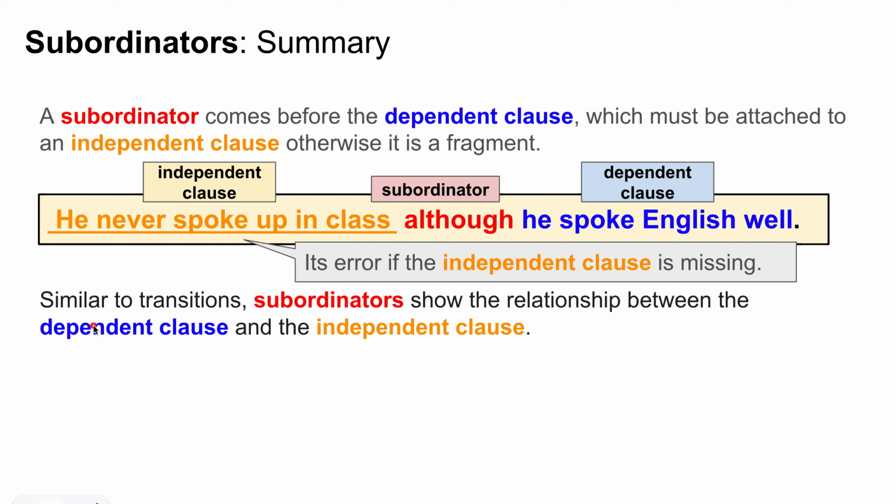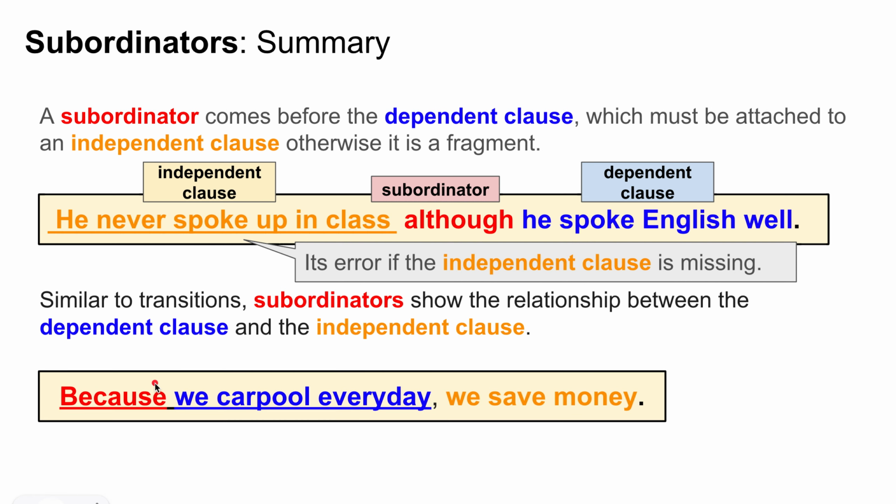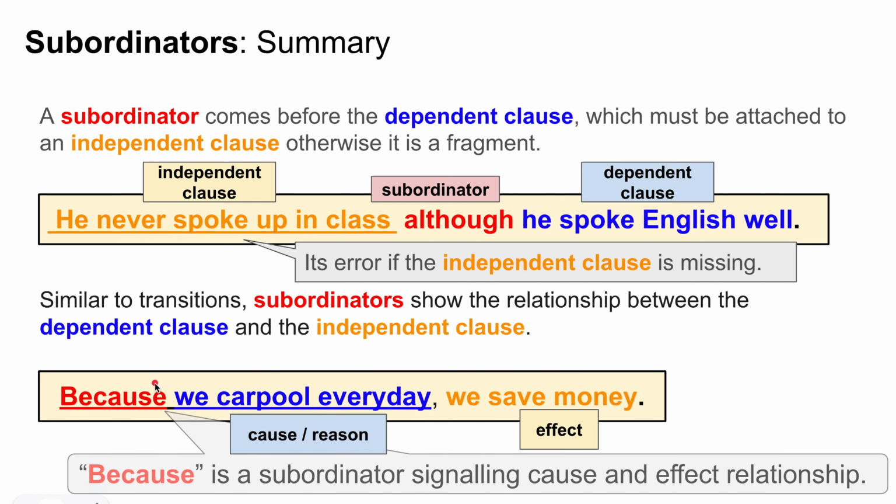Good. Similar to transitions, subordinators show the relationship between dependent clauses and independent clauses. Because we carpool every day, we save money. Cause, reason, effect. Here, because is the subordinator, and it shows a cause and effect relationship.